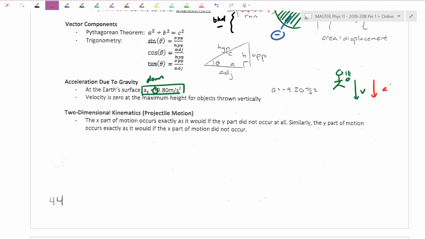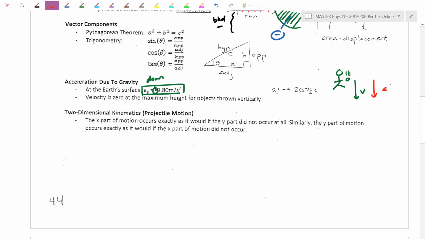Remember, this negative 9.8 constant is only true for the Earth, and it's only true at a distance close to the surface. In physics 12, when we get to satellite distances or plane altitudes, this acceleration will not necessarily be 9.8, but we saw in chapter 2 how we can figure out what this constant is.